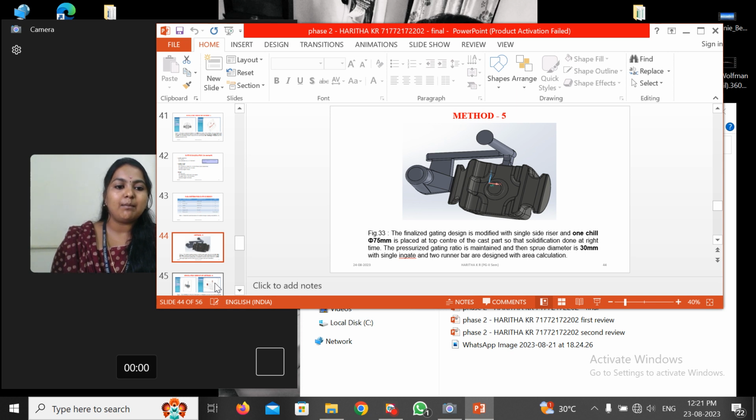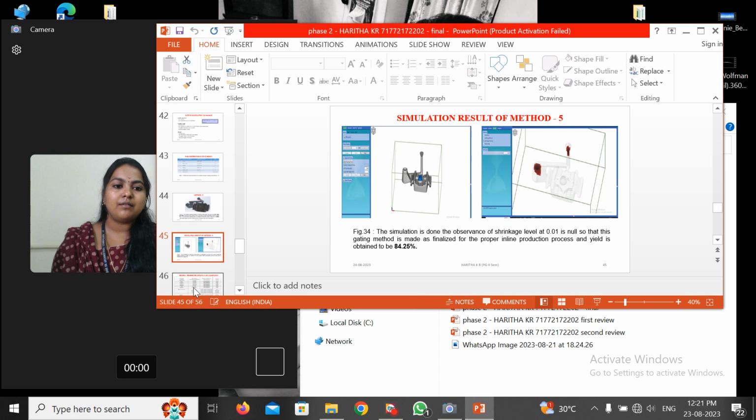And one chill of dia 75 mm is placed at the top, and the pressurized gating is maintained. The diameter of the sprue is 30 mm with a single ingate, and two runner bars are designed with the area calculation. And this is then fed into the simulation software.